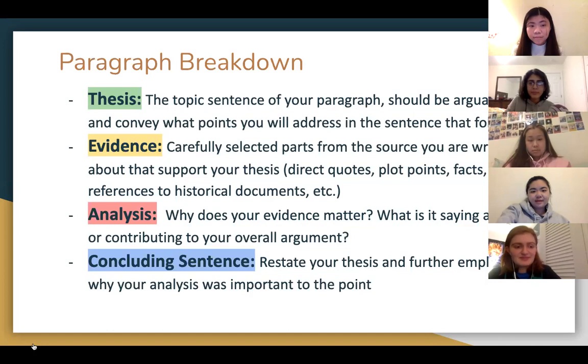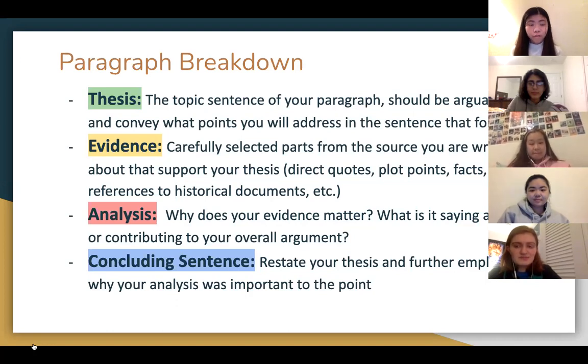And for evidence? I can do it. Okay, thank you, Sonia. Carefully selected parts from the source you're writing about that supports your thesis. Direct quotes, plot points, facts, references to historical documents, etc. Wonderful. Right, so these are the parts that you've drawn from your source that are meaningful to what you're trying to say and they support your thesis.